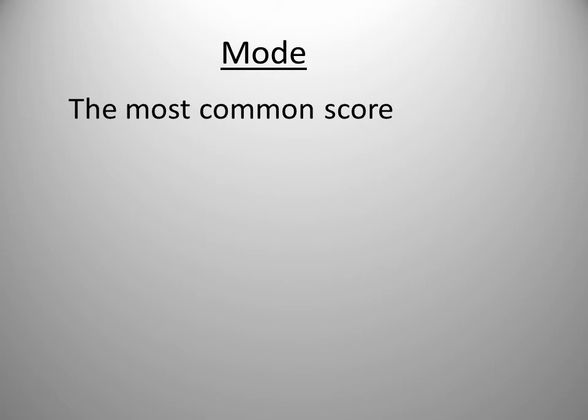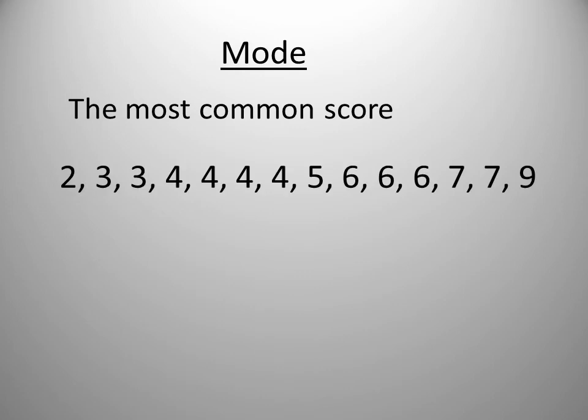We don't really use it a lot in data. Some data it's handy. Most of the time it's a bit of a waste of time. But all you've got to remember is that the most common score is the mode. There's no fancy maths involved. You just look at the data and find the most common score.